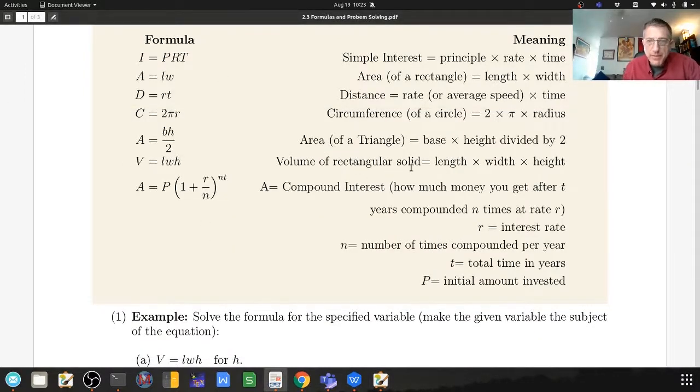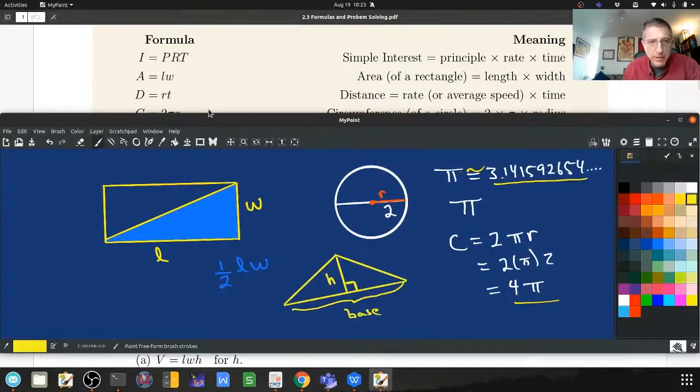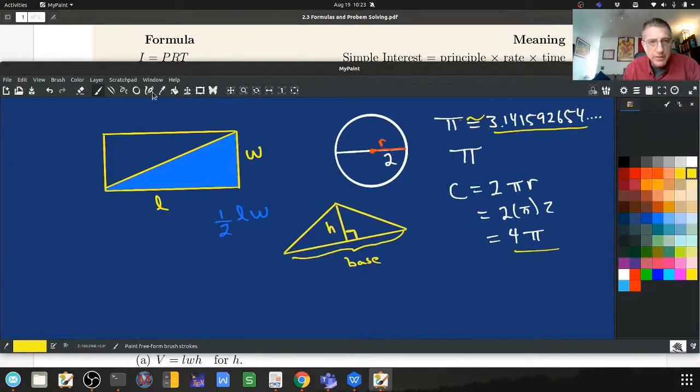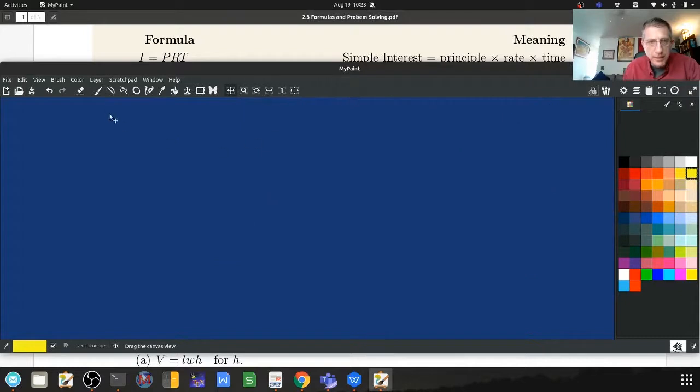Here we have the volume of a rectangular solid. So let's go back over to my drawing board again. I'm not a good illustrator, but let me give you an example here. So I'm just going to draw a square. I'm going to try to duplicate it.